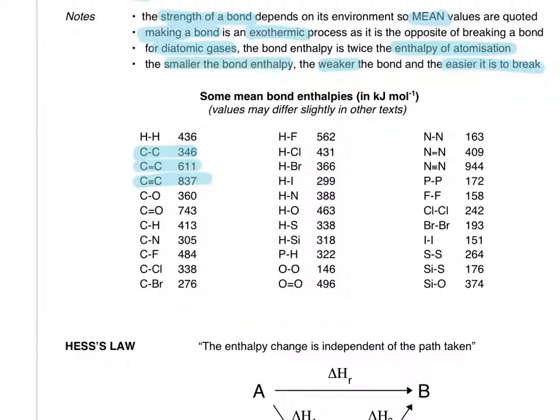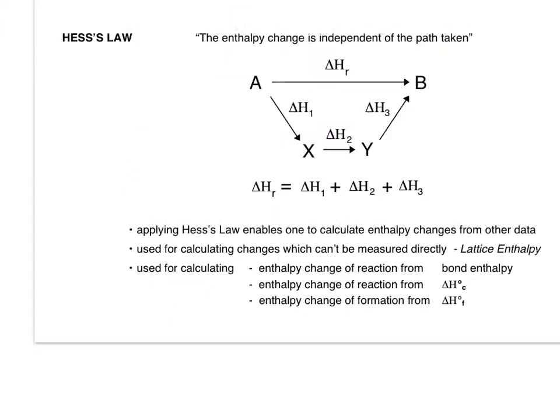You have your hydrogen-hydrogen bond, about 436, and then other common ones you might be familiar with: C-O, C=O, C-H, all things from your organic chemistry perhaps. You do not need to know these off by heart. These values will be provided for you in the exam.